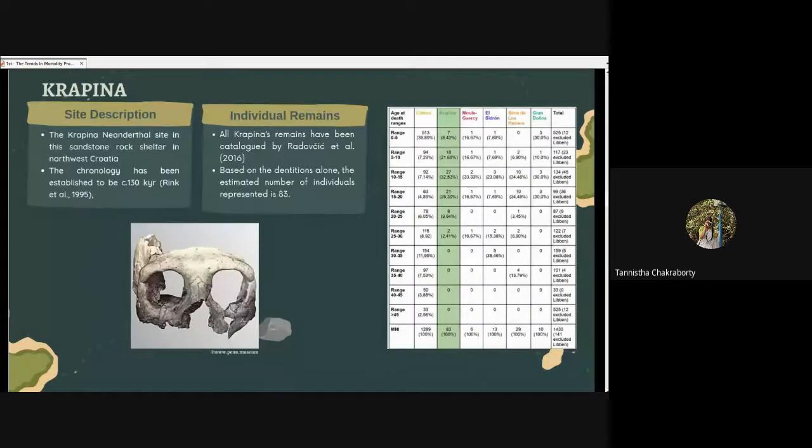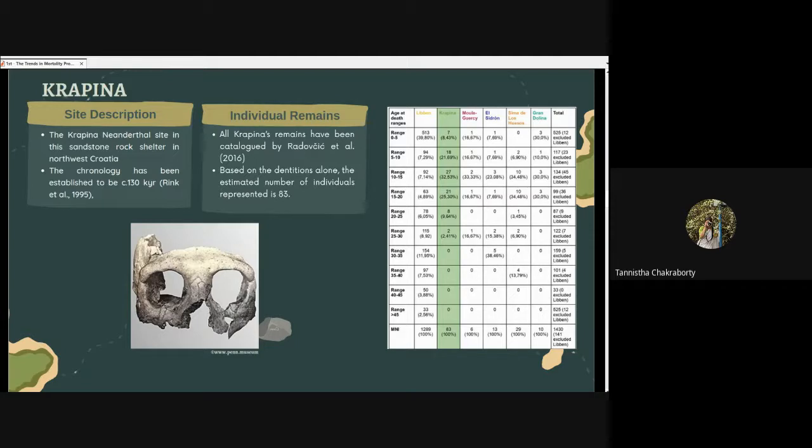Now let's talk about Krapina. Krapina is the last prehistoric site that we have studied. It's from the famous rock shelters in northwest Croatia. The chronology has been established around 130,000 years ago. The archaeological material and hominin remains were deposited due to fluvial action in level 4, which has been labeled as the Homo zone in the site.